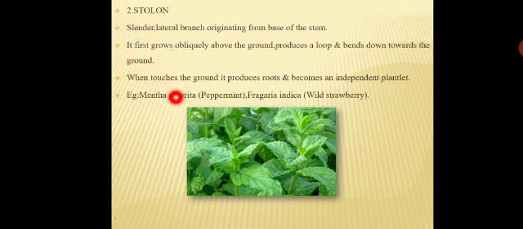For example, Mentha, in Tamil we say pudina. One more character: when it touches the ground, it produces roots and becomes an independent plantlet. The stolon is also meant for vegetative propagation purposes. Mentha piperita, peppermint, pudina, and Fragaria indica, wild strawberry, one of the strawberry varieties. These come under stolon.